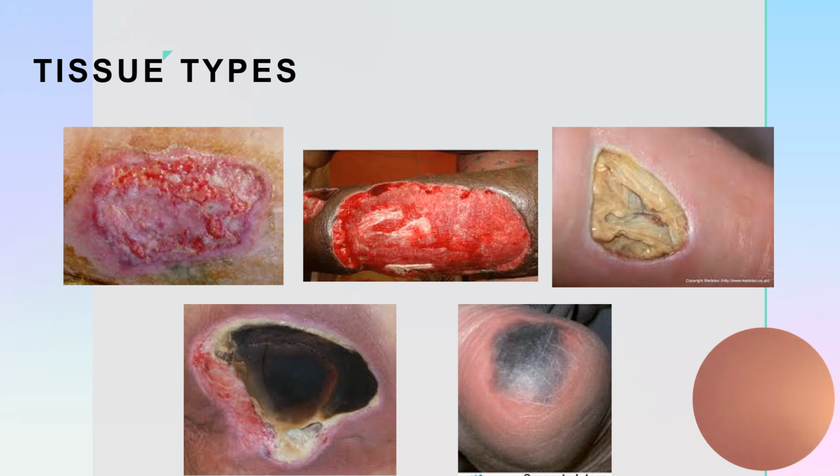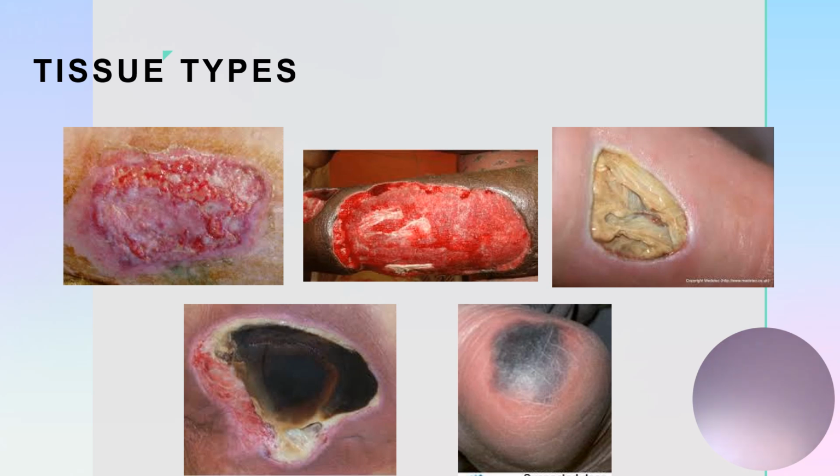The upper right-hand picture, this is slough. Notice how it looks like pus. It has that kind of yellowish tan coloration to it. But that yellowish tan coloration, the actual slough is tissue. It's not an exudate, so we cannot wipe it off.